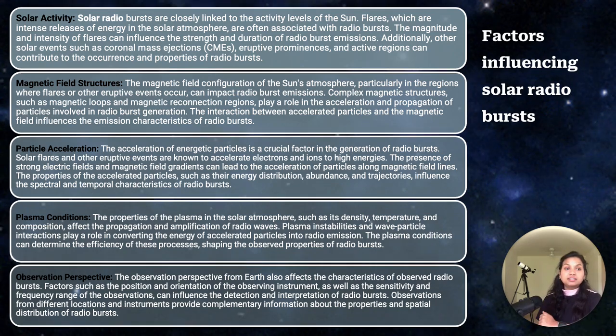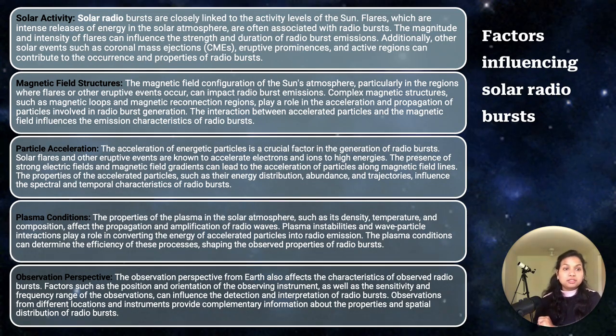The third factor is particle acceleration. The acceleration of energetic particles is a crucial factor in the generation of radio bursts. Solar flares and other eruptive events are known to accelerate electrons and ions to high energies. The presence of strong electric fields and magnetic field gradients can lead to the acceleration of particles along magnetic field lines. The properties of the accelerated particles, such as their energy distribution, abundance, and trajectories, influence the spectral and temporal characteristics of radio bursts.